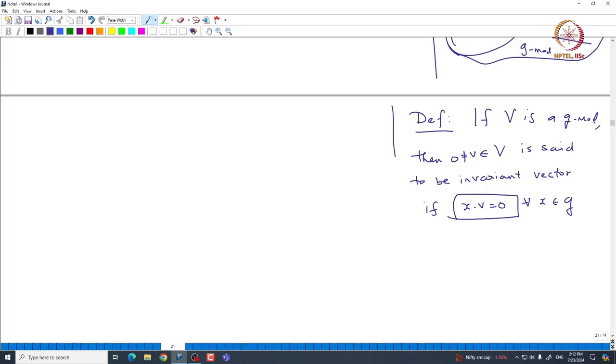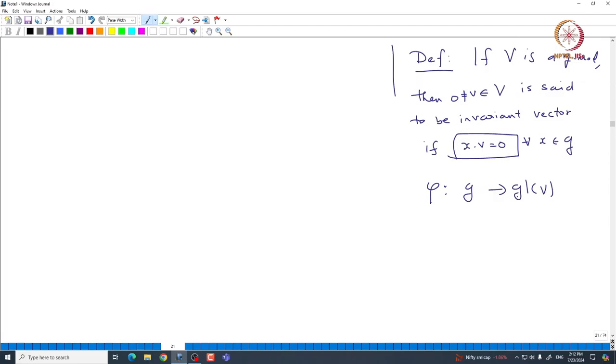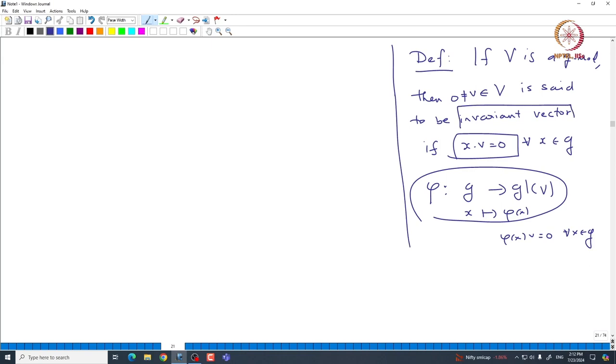There is this natural map defined from G to GL of V via the representation. If you take this vector v, it should be killed by all the images of G. If you take x and look at phi of x applied to v, it should be 0 for all x in G. So v is in the kernel of phi of x for all x in G. That is what an invariant vector means.